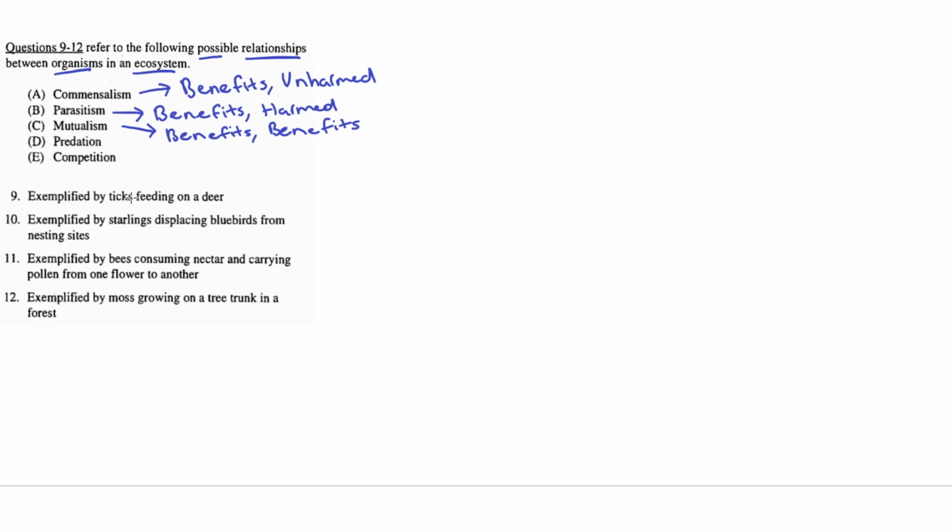9. Exemplified by ticks feeding on a deer. So if ticks are feeding on a deer, then the ticks are obviously benefiting by feeding on the deer. The deer is obviously being harmed because there are ticks feeding on it. Therefore, this describes the relationship of parasitism, because one of the organisms is benefiting while the other is being harmed. So question 9 would map to option choice B.